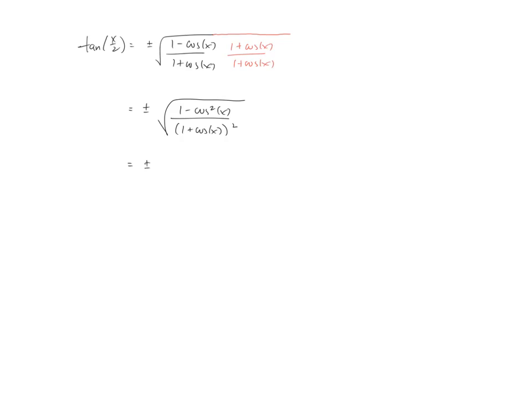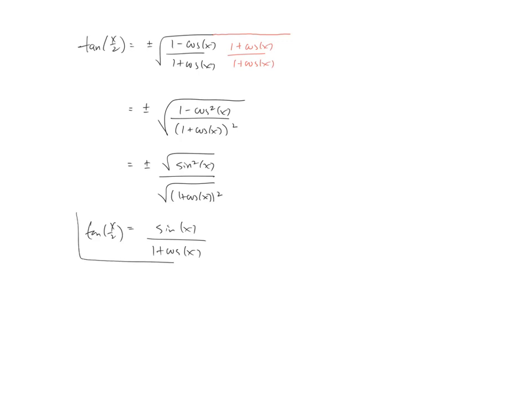I'll split that up, and I'll have a sine squared on top. On bottom, I'll have the square root of 1 plus cosine x quantity squared. And then, just like the last time, for the same reasons, in fact, that you'll see in the homework, you'll end up with sine of x now over 1 plus cosine of x. So tangent of x over 2 has now a third identity.